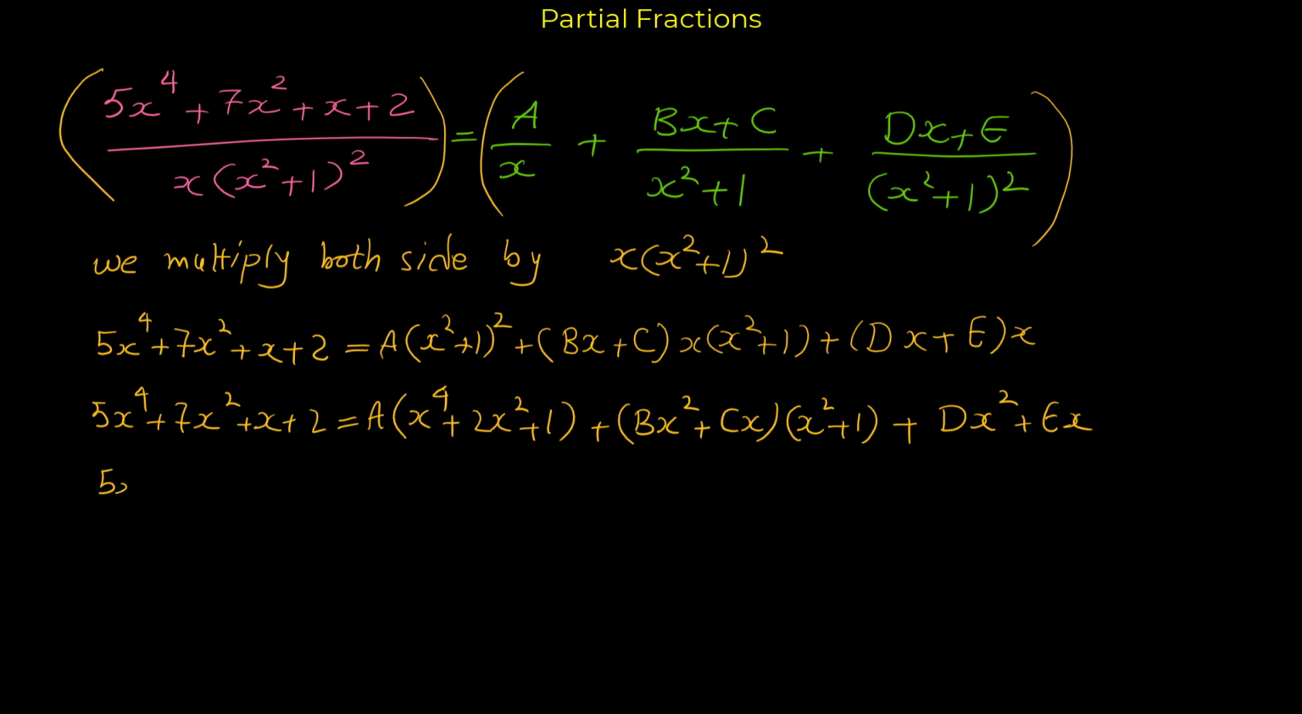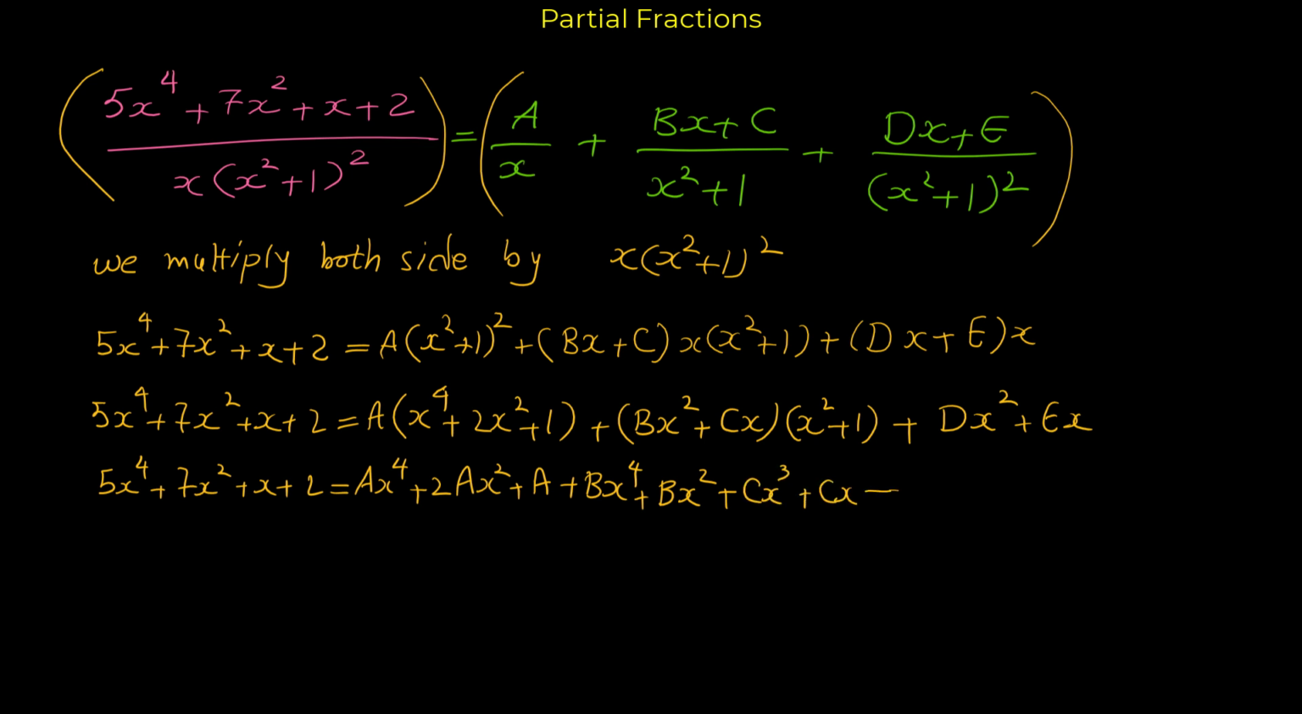Finally, we have 5x^4 + 7x^2 + x + 2 equals ax^4 + 2ax^2 + a + bx^4 + bx^2 + cx^3 + cx + dx^2 + ex. As you can see, this question has a lot of calculation and you have to be careful not to make any mistake.